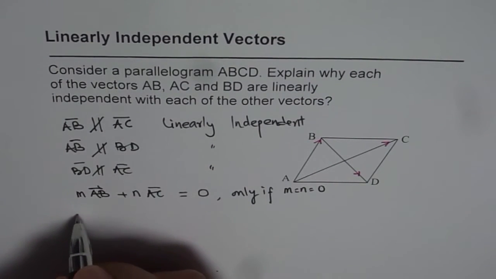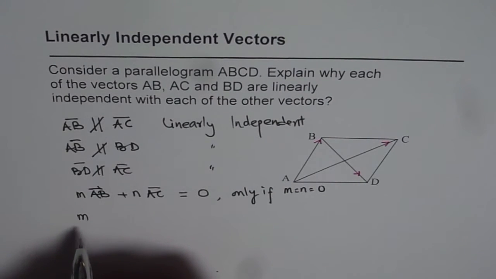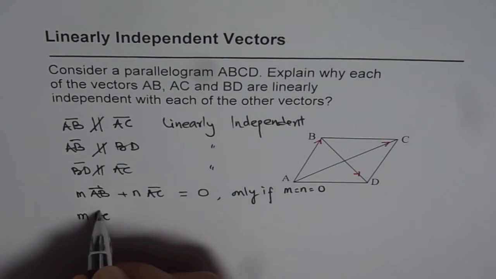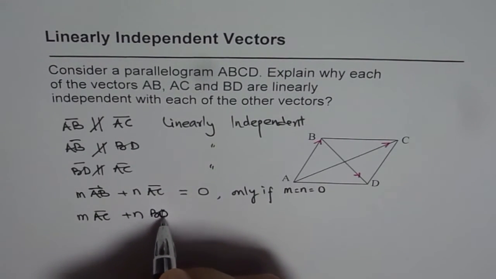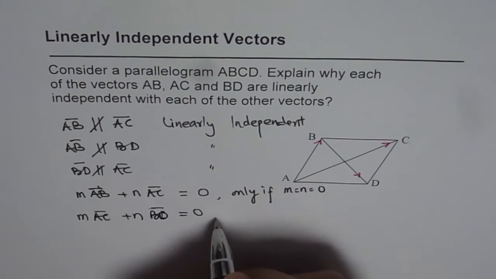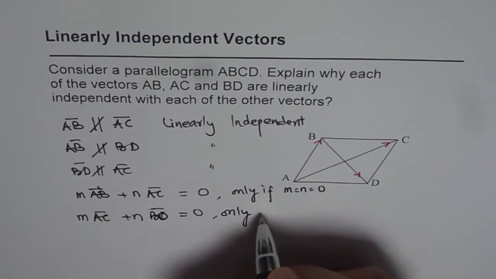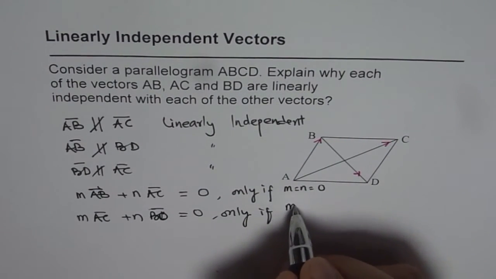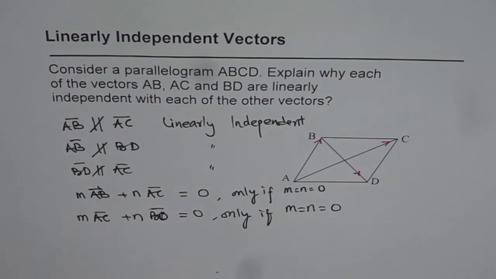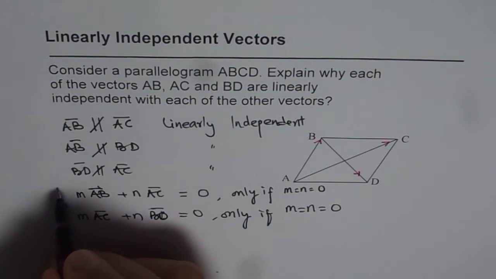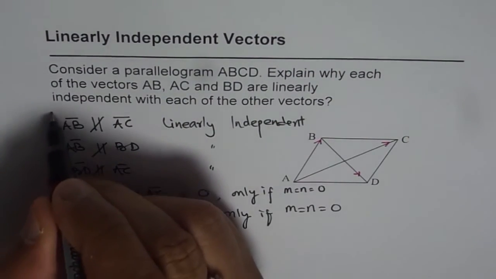Similarly, we can say that m times AC plus n times BD, where m and n are any scalars, is equal to 0 if and only if m equals n equals 0. So that is an alternate way of saying that these are independent vectors.